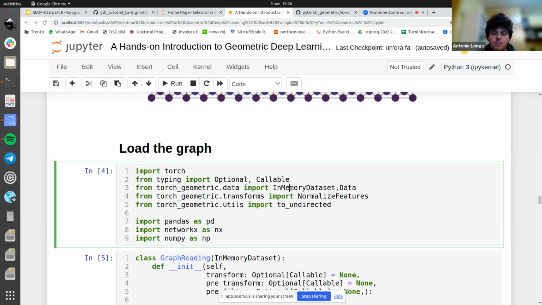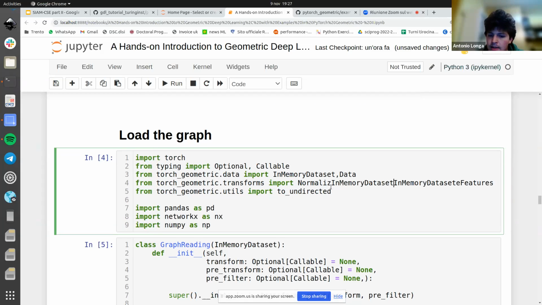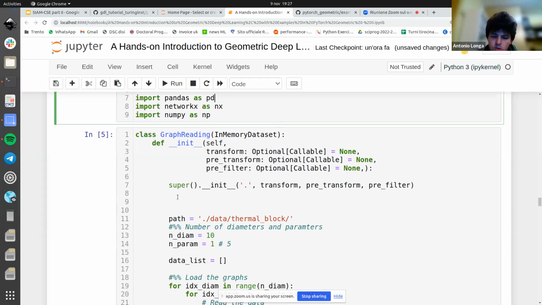That said, there is also the possibility to have a non-in-memory dataset. Suppose that you have a large dataset, there are specific techniques to load part of the graph in the RAM, compute what you have to do, go back, load another part, and so on. But since this is a simple example, I used InMemoryDataset. We have some normalization features, and then these utils that tell you if the graph is directed or not. We use pandas, networkx, and numpy for some preprocessing.